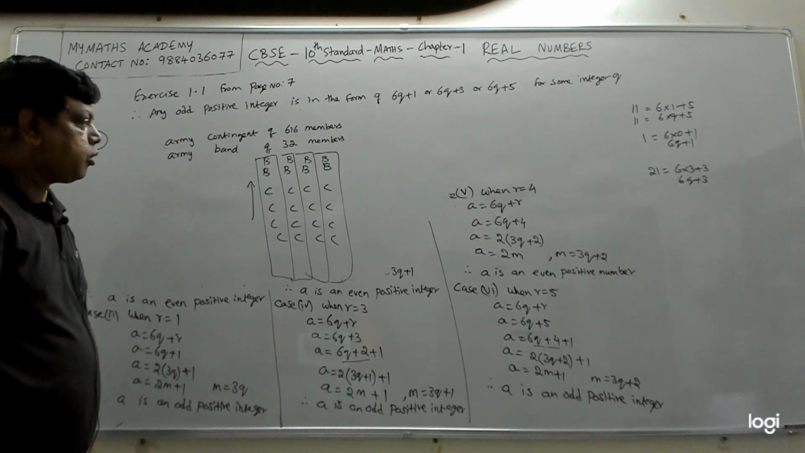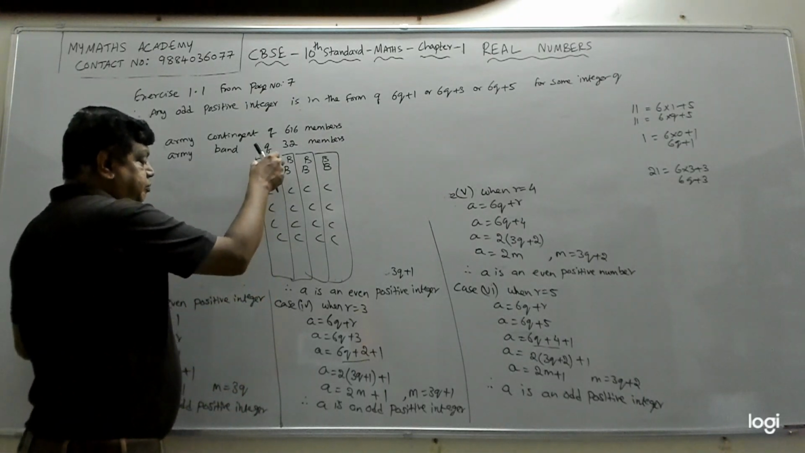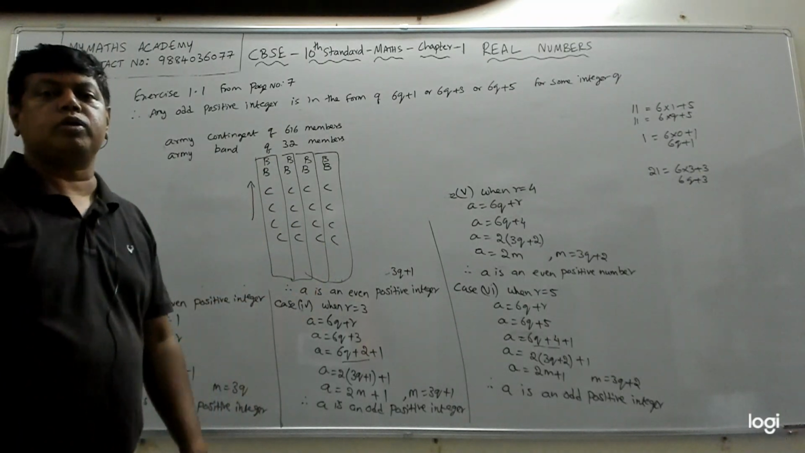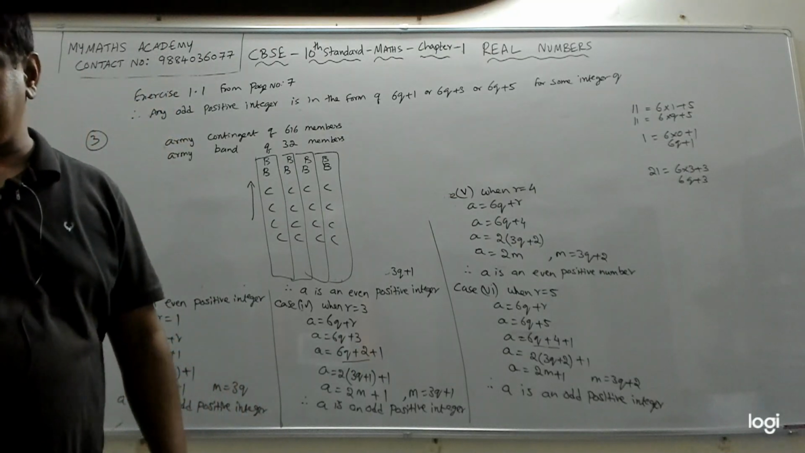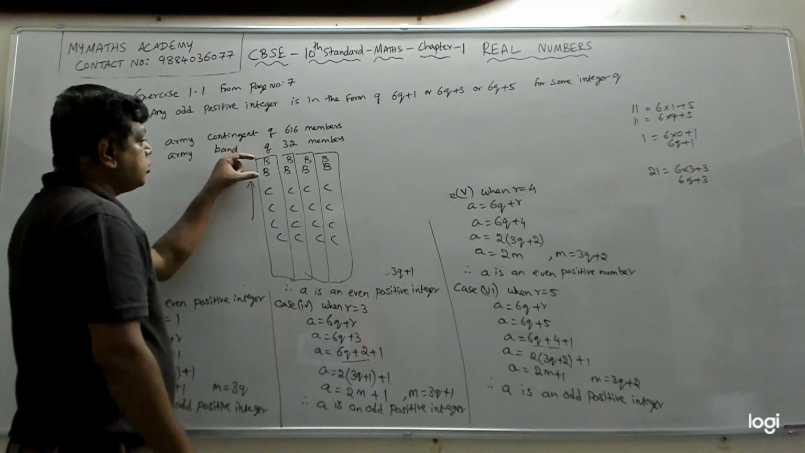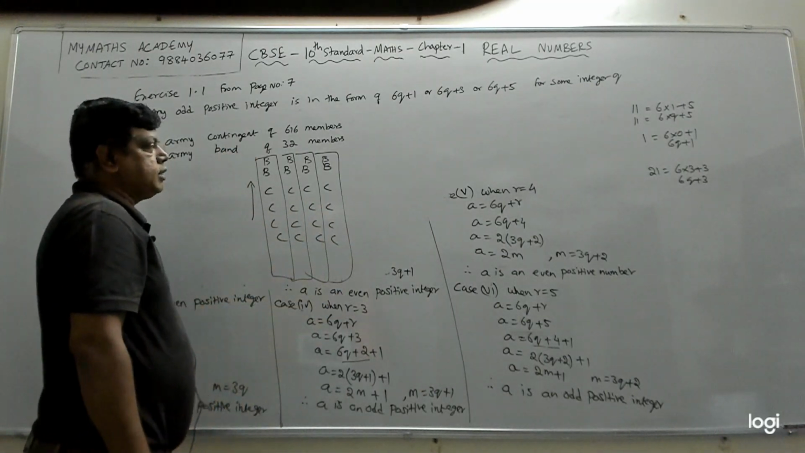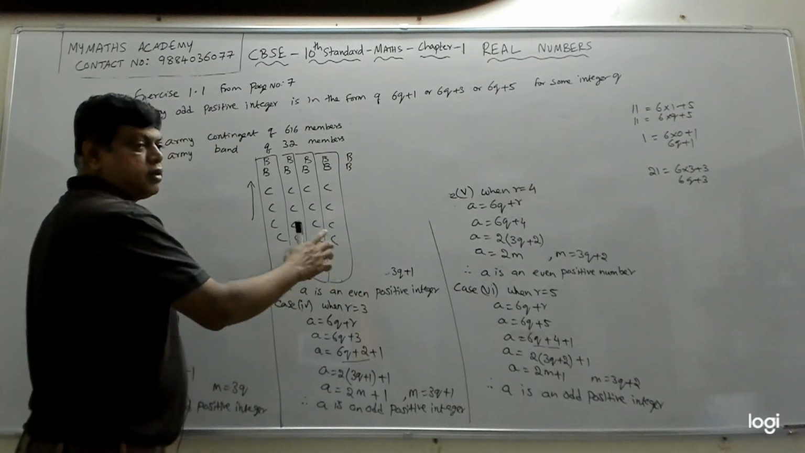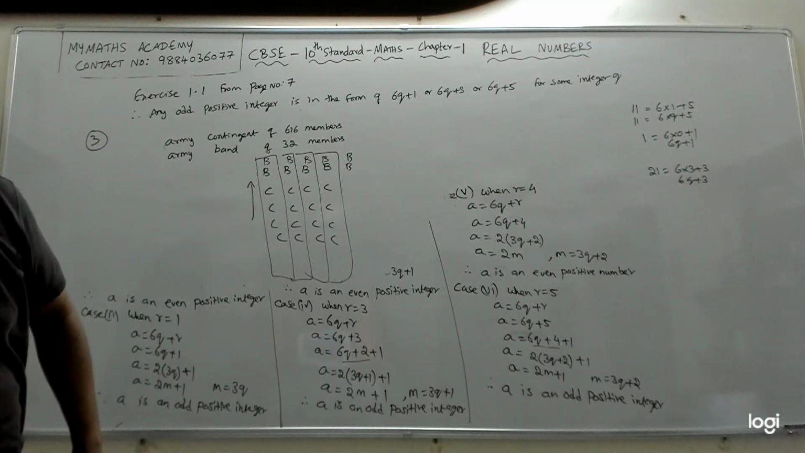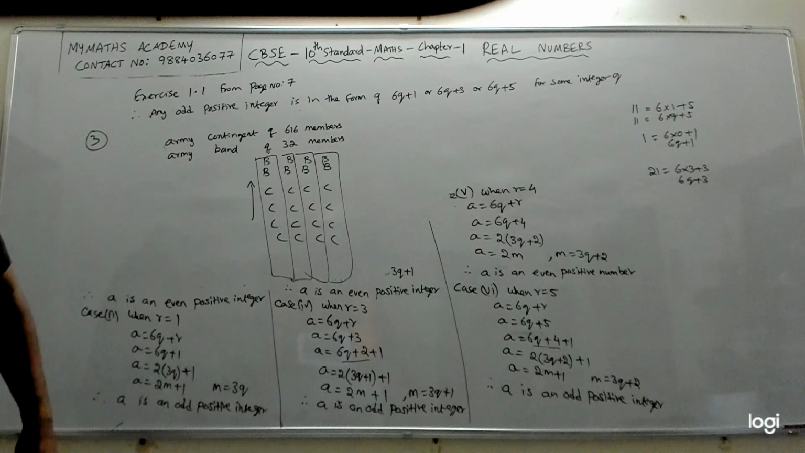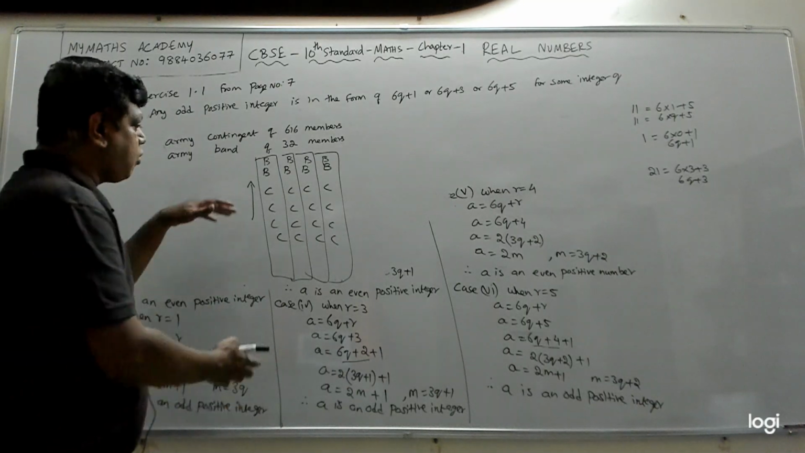Now we should find the maximum number of columns possible in which they can march. These two groups should march in the same number of columns. You cannot have some B's here and nobody there. That is not possible. So we need to find the maximum number of columns.